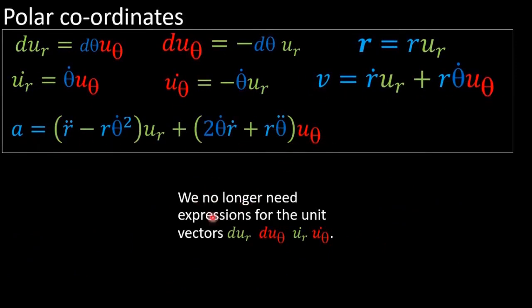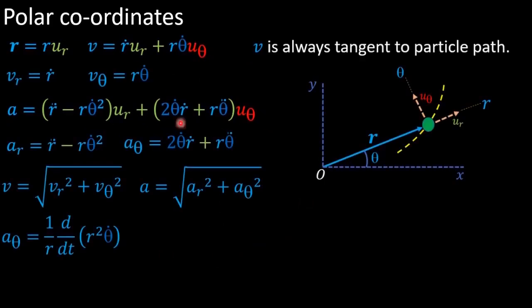We no longer need the expressions for the unit vectors du sub r, du sub theta, and u sub r dot and u sub theta dot. So these are all the equations that we found. So we've got r equals r times u sub r, and we've got velocity here, and we can rewrite this like this. So we can say the velocity in the radial direction is just r dot, and the velocity in the transverse direction is just r times theta dot. And we can say the acceleration in the radial direction is just r double dot minus r times theta dot squared. Okay, so that's the acceleration in the radial direction.